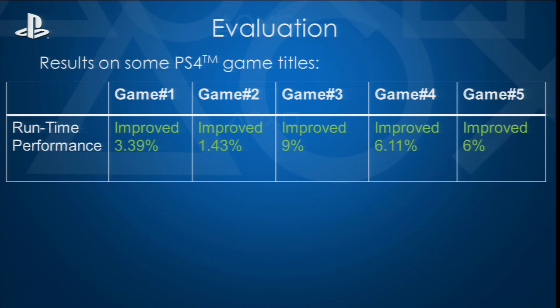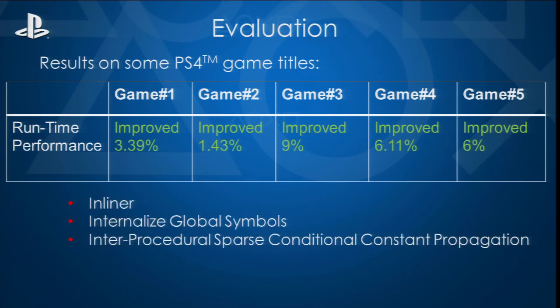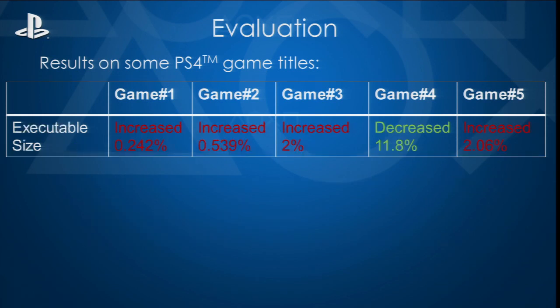We tried this LTO implementation on some of our games, and we got some numbers. All games reported some runtime improvement ranging from 1.43% to 9%. Most of the runtime performance gain is obtained in the inliner, internalize global symbols, and IPSCCP passes. We got mixed results for the executable size. Some games grew by a few small percent, although there is one game that got 11.8% improvement. We believe that the inlining threshold and dead stripping are responsible for the fluctuation.